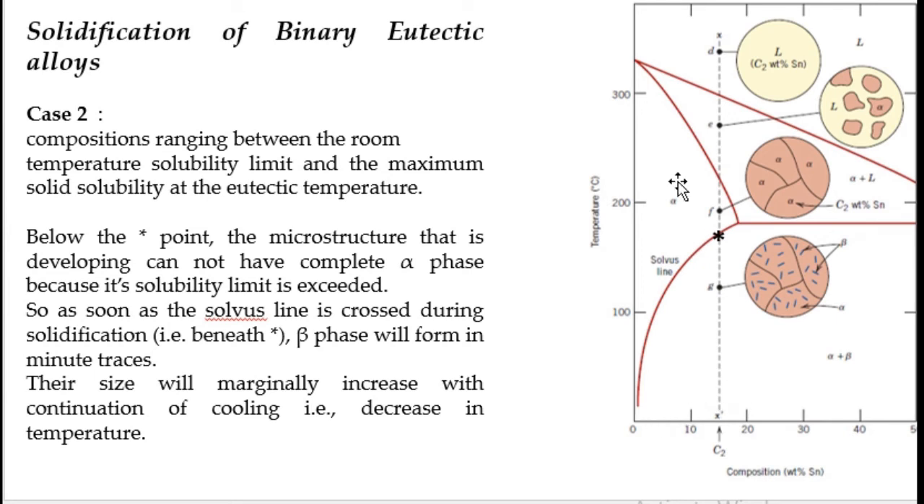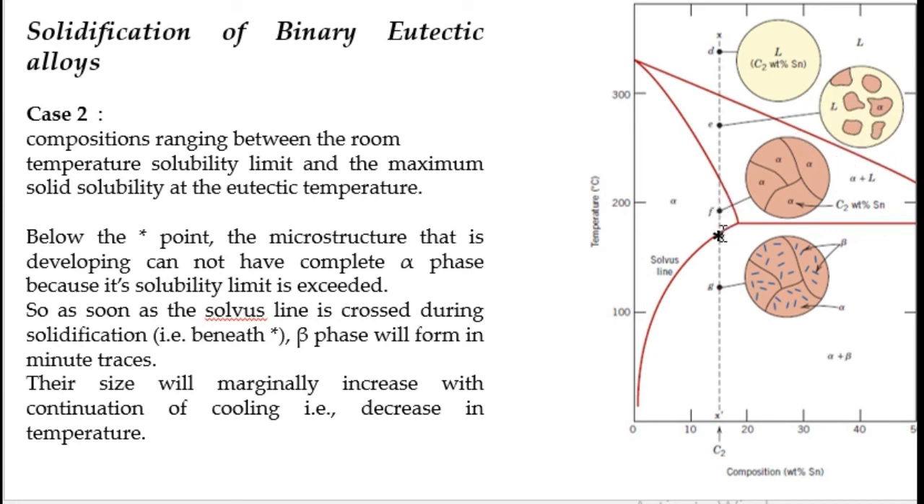So we are considering this portion. Inside this, what will happen? Again, we'll start from liquid. If you cross the liquidus line, alpha crystals will start forming, because this is liquid, this is alpha plus liquid, this is alpha. So upon crossing liquidus, alpha crystals will form. Then upon crossing the solidus, alpha crystal will completely cover this.